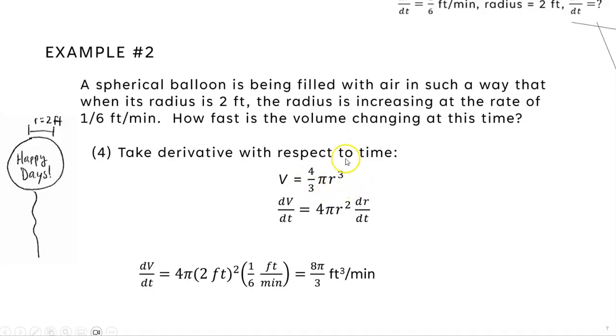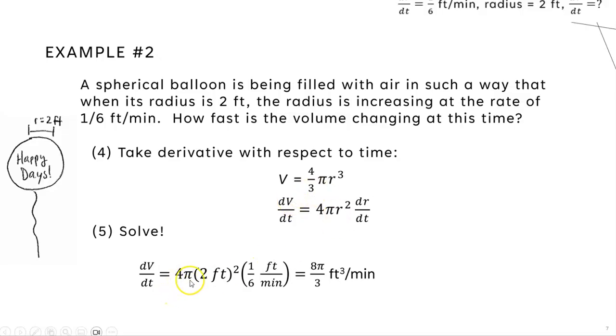All right? So I just take a derivative just like I do any other sort of derivative. So 4/3 pi r cubed, the derivative is 4 pi r squared. And we need to make sure we have a dr/dt at the end because we need to respect time. So dv/dt is equal to 4 pi r squared dr/dt. Once we have all the information we need, I put it up here. So we got dr/dt is 1/6, radius is 2 feet, and we want dv/dt.